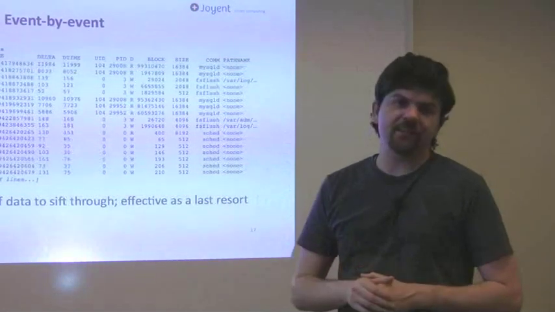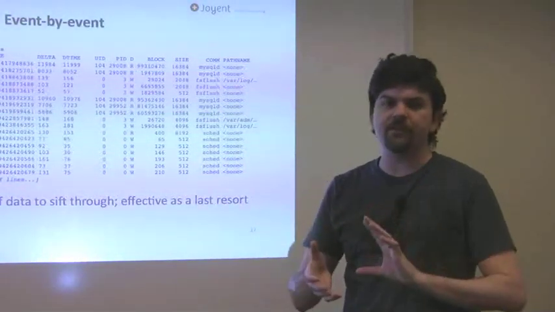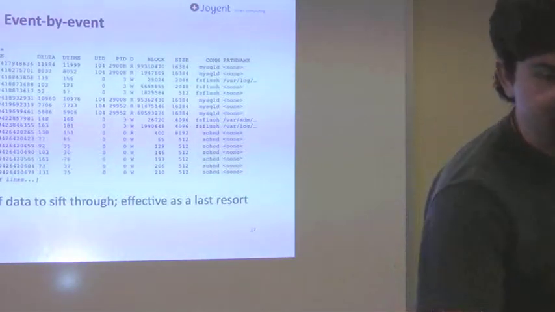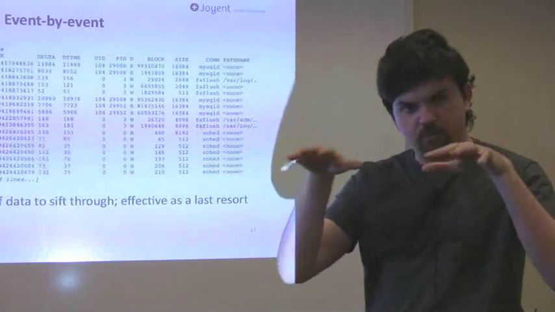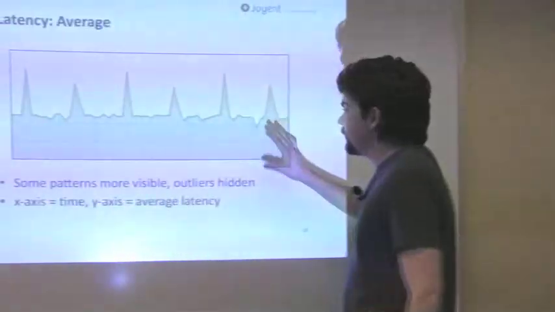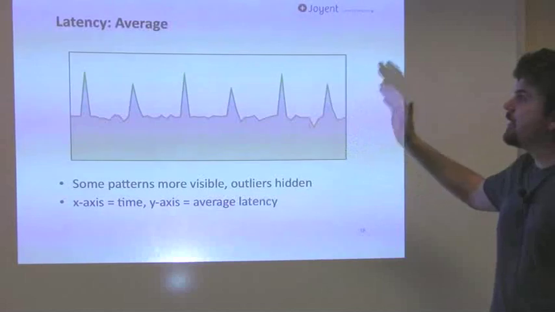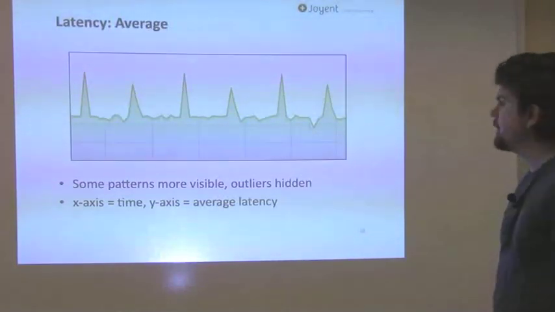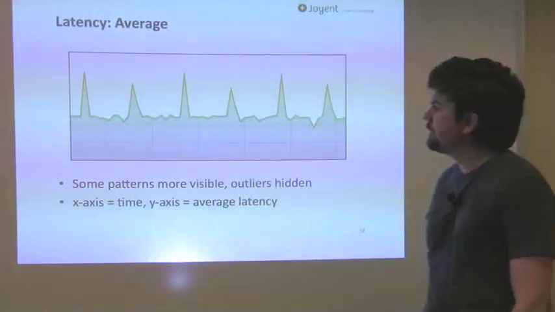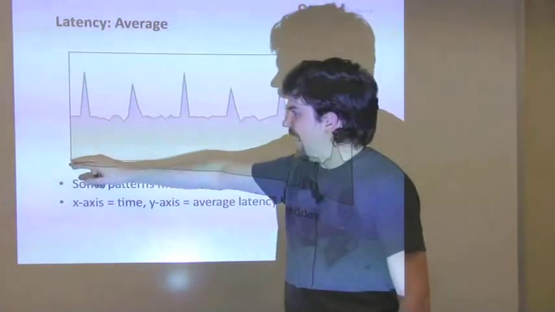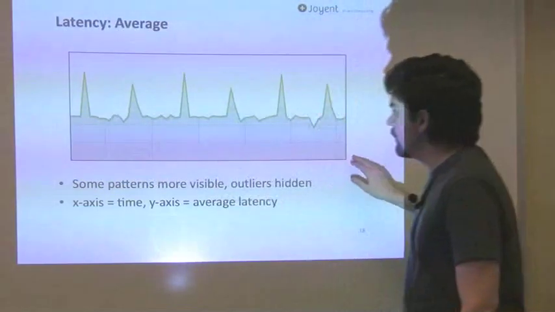I do use this as a last resort. I try to use other summaries first, but sometimes I will have to go to event by event and just look at what happened one by one. Just to illustrate, we can also present latency as an average. And usually this will mean you're looking at the average latency per second. So this is my average query latency drawn over time.